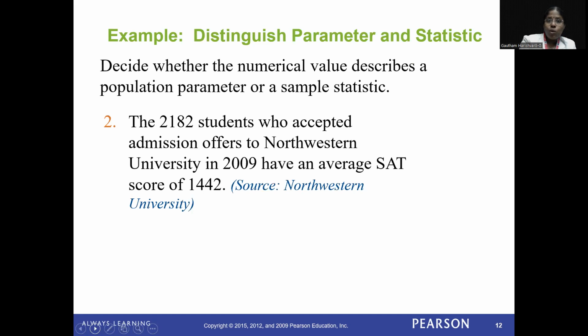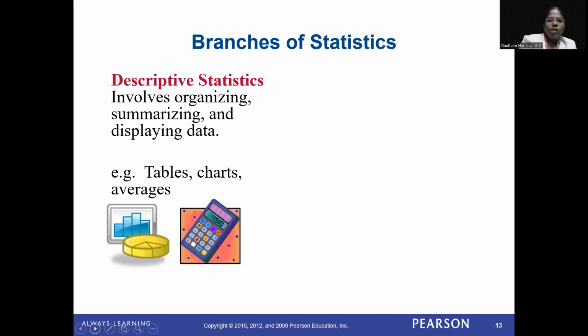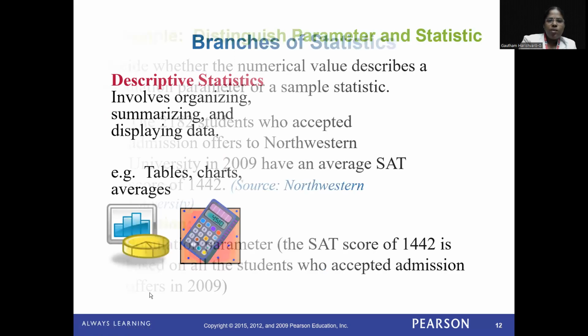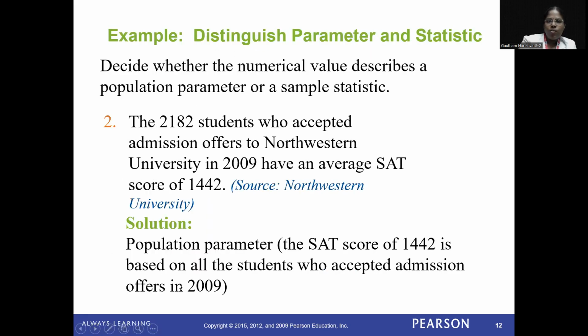Okay, who have an average SAT score of 1,442. So this is the whole population in the university. All the students studying in the university are only this many. So this is the population parameter. This tells you the population parameter. All of you can understand. So the SAT score of 1,442 is based on all the students who accepted admission offers in 2009.